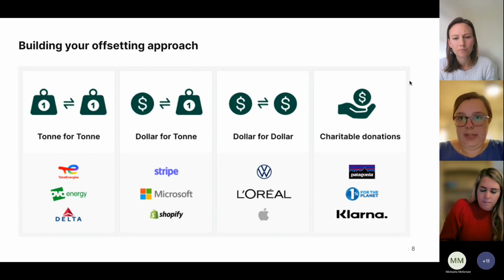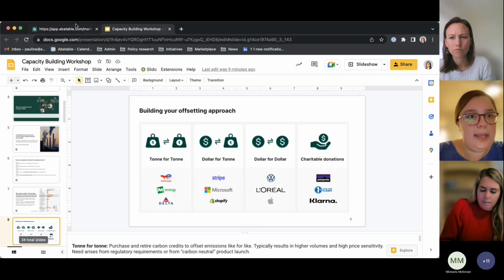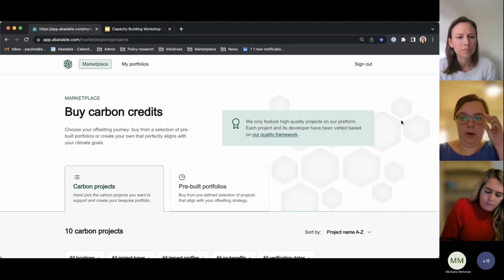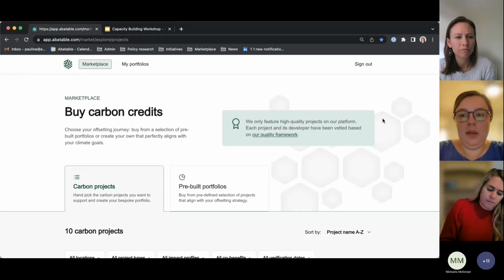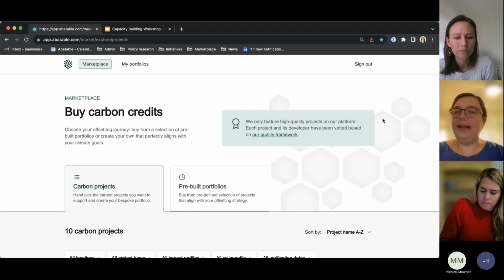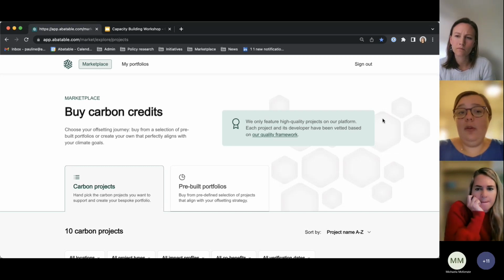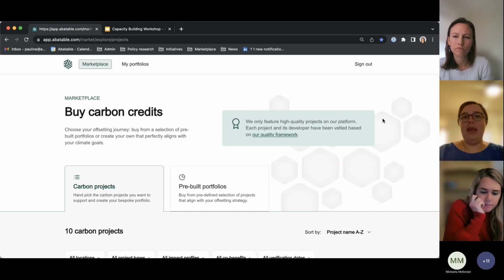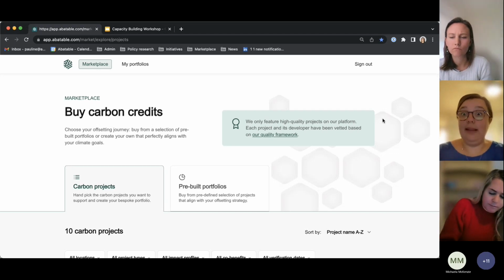And just for the sake of time, I'm going to jump right into a bit of a demo of what the Abatable platform looks like. So this is our marketplace, and our marketplace is targeted at volumes less than 10,000 tons. The reason for this is that if you're looking for more than 10,000 tons, then it may be more interesting for you to speak directly with project developers and negotiate that price and really go deep into the quality, and we can facilitate that as well.